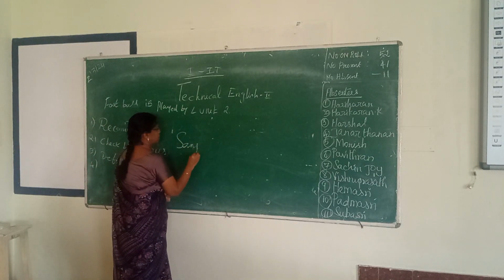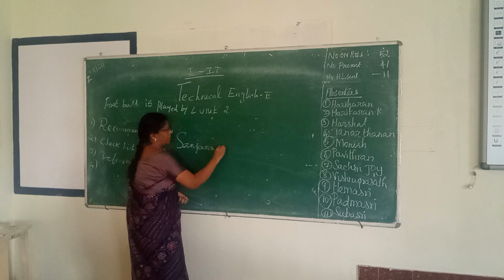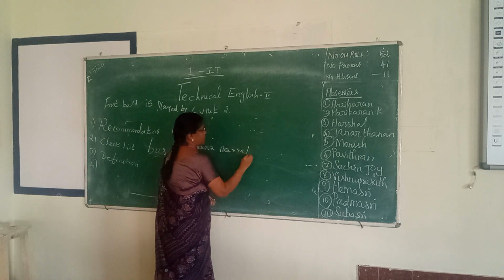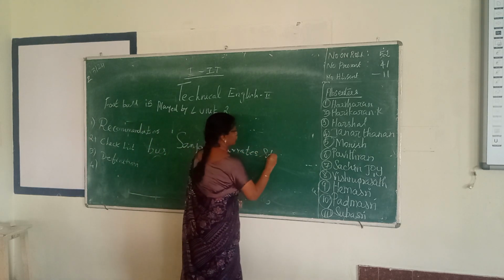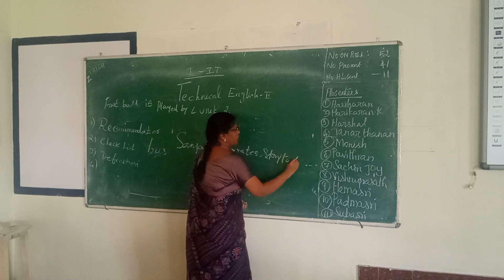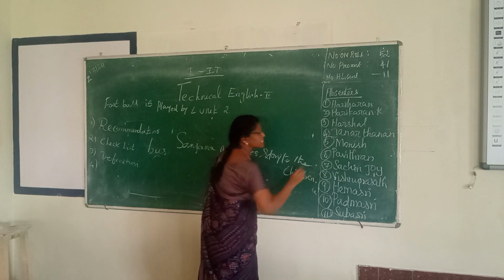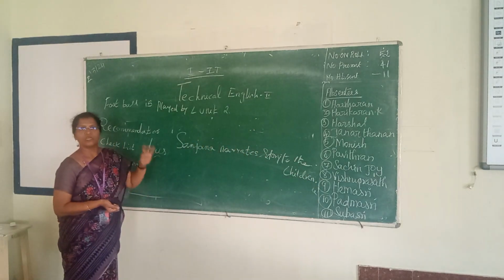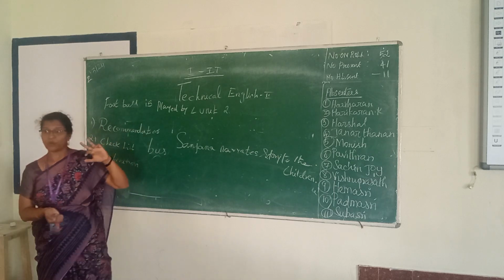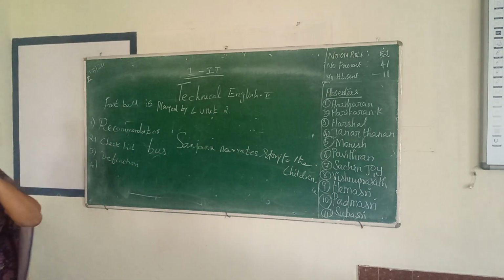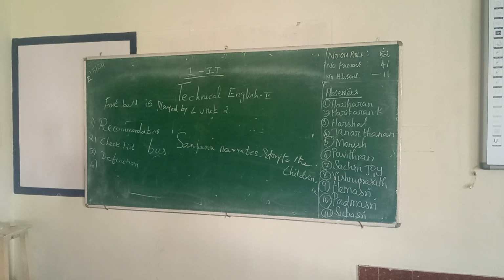Sanjana narrates story to the children. I am giving one sentence. I want you to change it into simple present, the passive voice. Okay? Present continuous, present perfect, future, then past continuous, past perfect, and future. Do it.